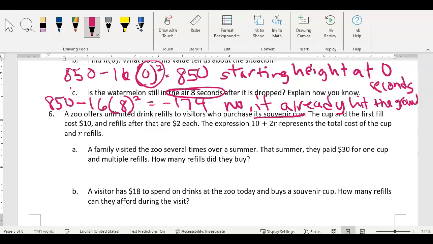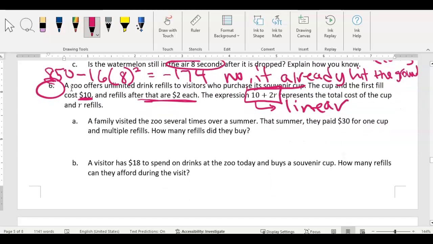All right, number 6. A zoo offers unlimited drink refills to each person who purchases a souvenir cup. The cup and the first fill cost $10, and then refills after that are $2 each. The expression 10 plus 2r represents the total cost of the cup and r refills. So this, notice, is a linear equation. So this number 6 is a review, going back to your linear equation understanding.